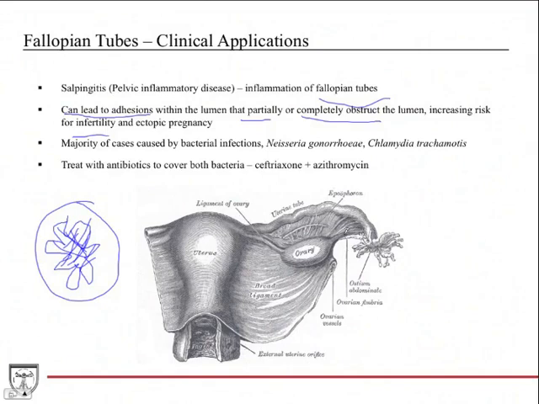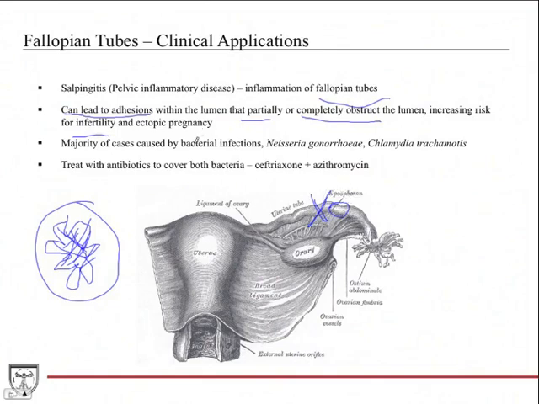So let's say the oocyte makes its way into the ampulla here, and let's say you have some inflammation here, some pelvic inflammatory disease, and you have an oocyte here. This can give you an ectopic pregnancy, which we'll talk about in a subsequent slide. But an ectopic pregnancy is basically a pregnancy outside of the uterus, and that causes significant problems.